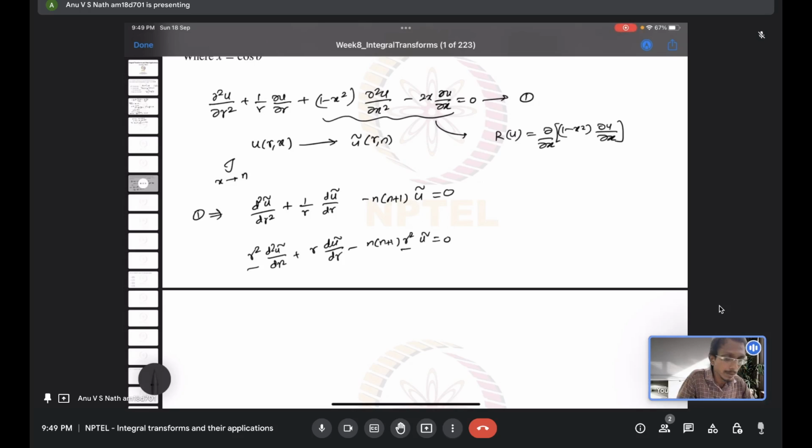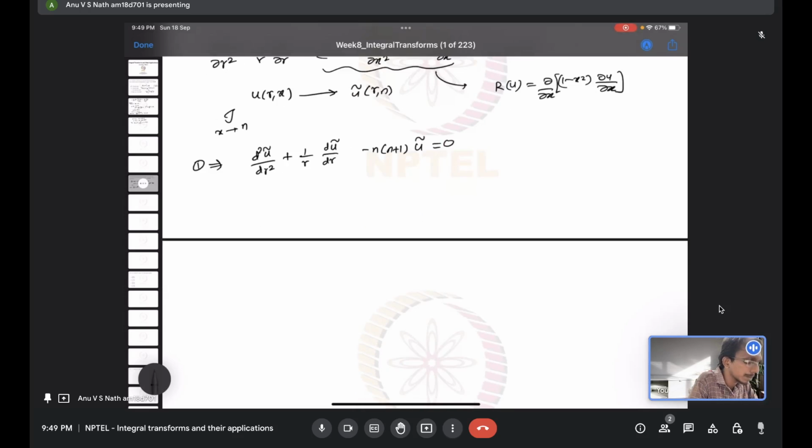So r square is here, r square is here also, then r into first derivative. This particular form actually resembles the Bessel equation. So this is actually a Bessel equation, but a modified version of it. The actual Bessel equation will be something like this: let's say I'm having a function y, and I'm taking the derivative with respect to r. So y double prime, where prime denotes the derivative, then y prime by r, then plus 1 minus n square by r square times y is equal to 0.